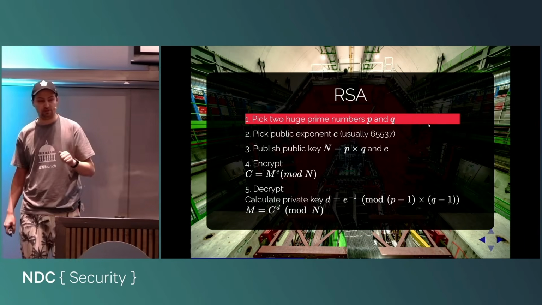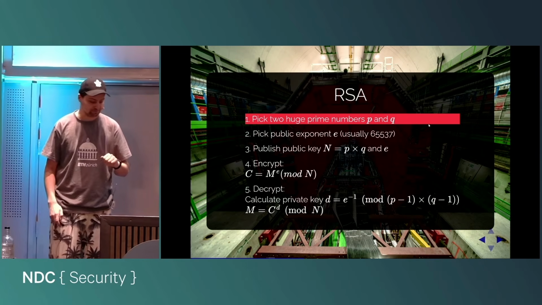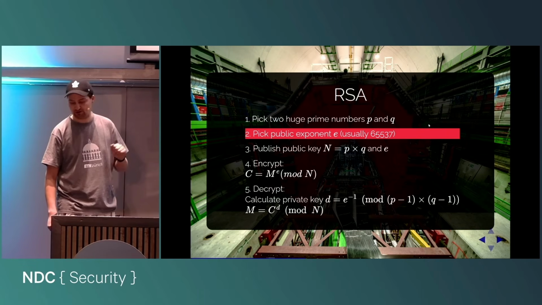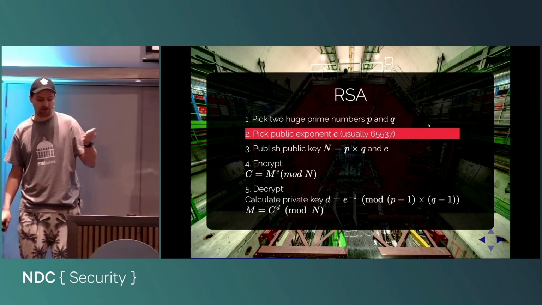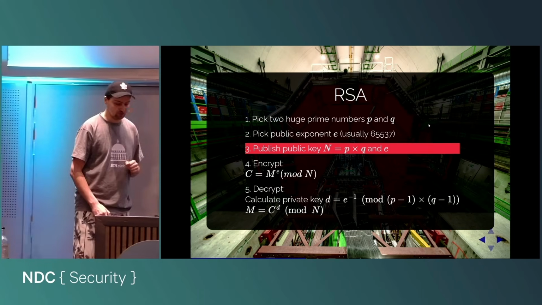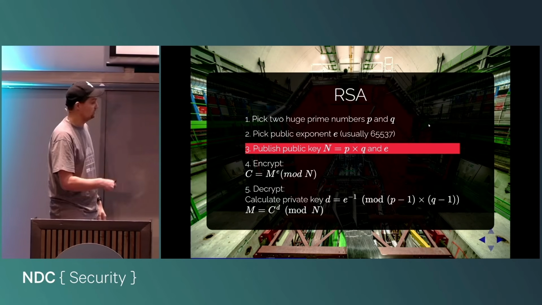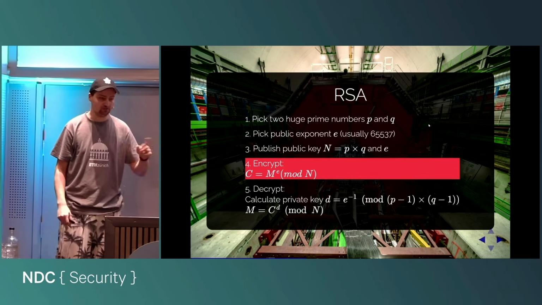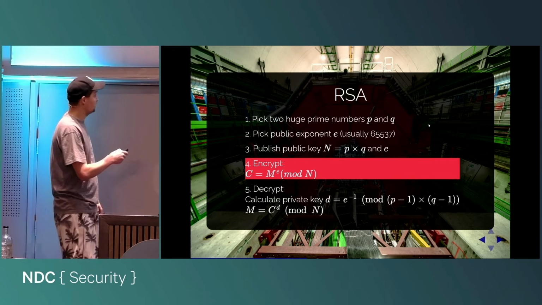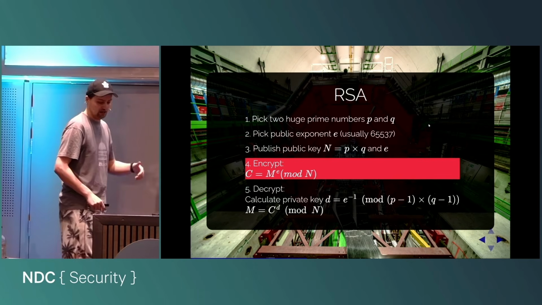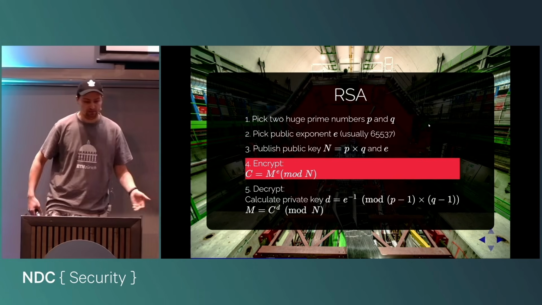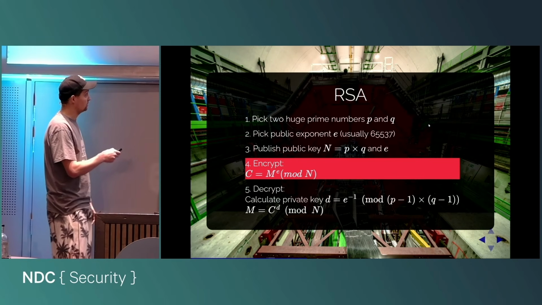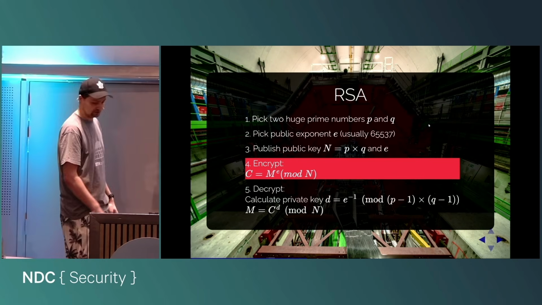So you start by picking 2 huge prime numbers, P and Q. You then pick a public exponent E, which is almost always 65,537, so it is effectively a constant. Then you multiply P by Q, which gives you an N, and you publish this N, and that is your public key. Now, if somebody would like to encrypt something for you, they take their message, they have to convert it into a binary format, so effectively give it a numerical representation. They raise it to the power E, calculate modulus with N, and that is the ciphertext.